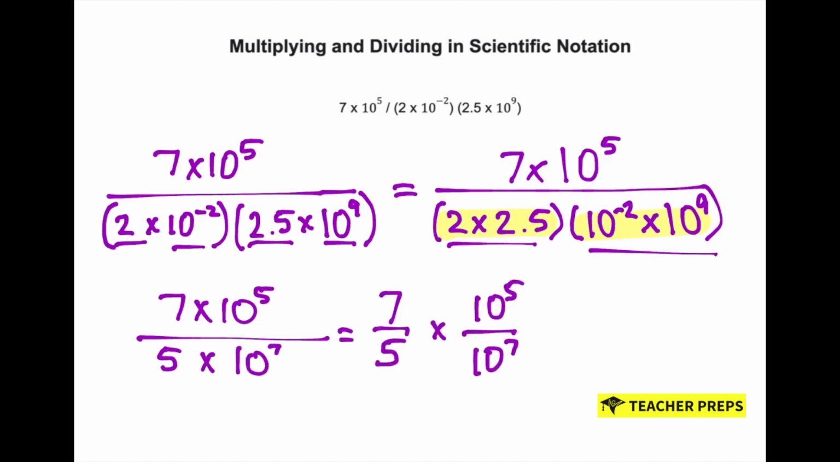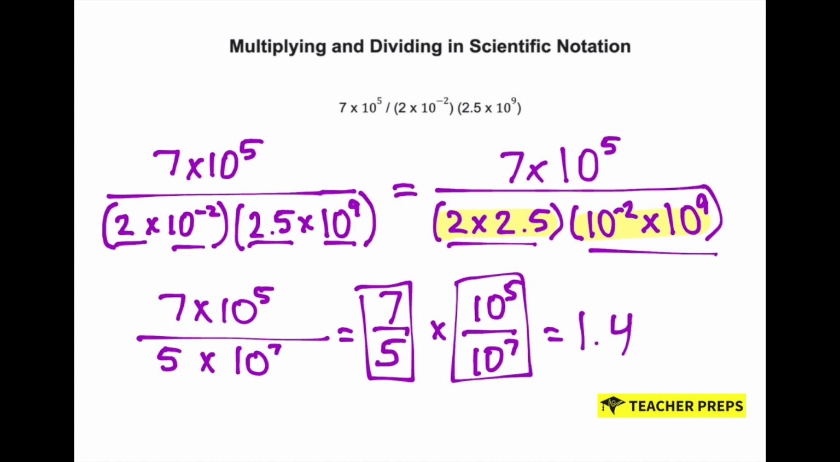The final step is to break this into two separate fractions. And we can take 7 divided by 5, which is 1.4, and then we need to divide out our powers. When you divide with exponents, you subtract the powers, so 5 minus 7 is negative 2. So we have our final answer, 1.4 times 10 to the negative second power.